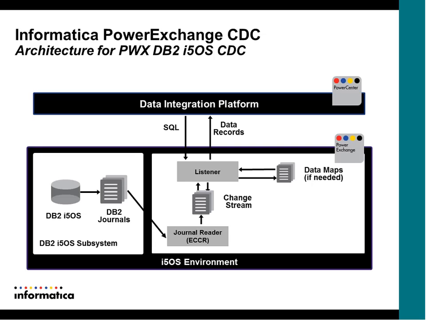Now, on the AS400, typically most customers don't write them to a logger. The logger is optional, but because in most shops the DB2 journals are available for a very extended period of time, almost indefinitely, there's no reason to also relog the data, to harden the data separately onto logs. So most DB2 i5/OS CDC customers don't use a logger, but just go to a virtual change stream where the ECCR connects directly to the listener and passes the changes on to PowerCenter.